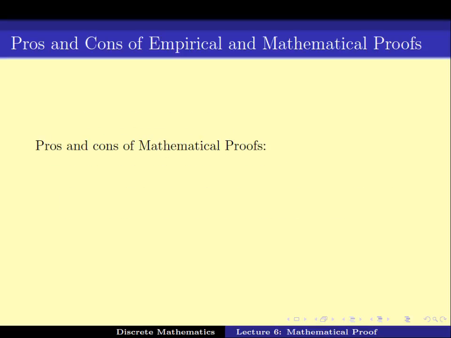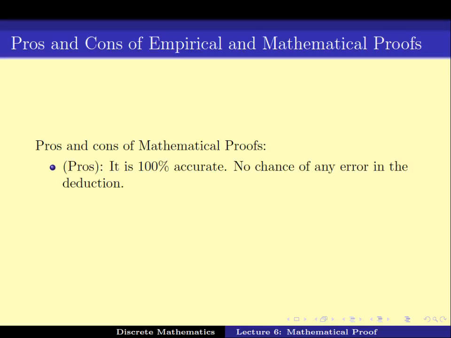So the pros and cons of the mathematical proof is that, of course, the advantage is it is 100% accurate. There is no chance of any error in the deduction. So completely everything is perfect. There is no chance that you have made a mistake, because it's a proof that follows from mathematical reasoning. The disadvantage is, of course, the fact that it is hard to prove. It isn't the easiest proof to come up with.